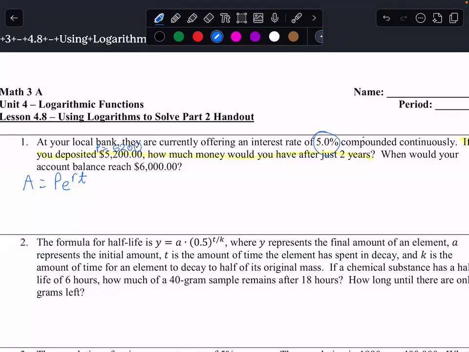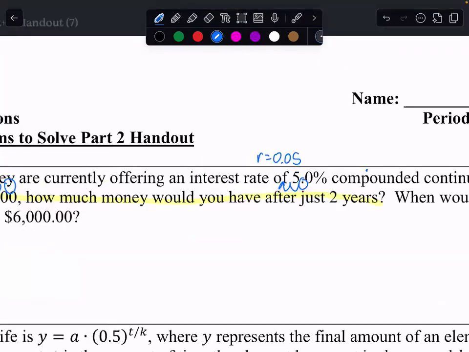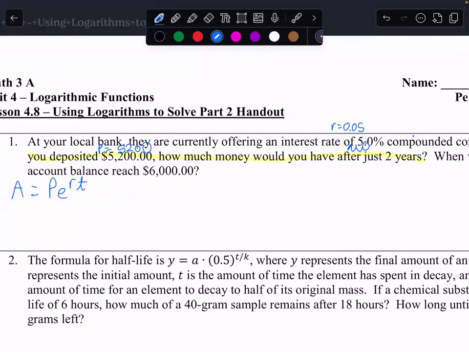The interest rate is r. So remember, 5% you need to convert to decimal form. Even though there's a decimal point, it's currently in percent form. So you just move the decimal point twice to the left. Okay, so r is going to be 0.05. And then for this first question, the time is 2 years.